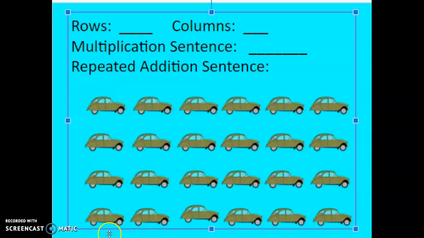I could count by my fours by doing 4, 8, 12, 16, 20, 24. I could use my repeated addition sentence and do my sixes: 6, 12, 18, 24. So there's multiple ways to get the answer, or the product, to 4 times 6 or 6 plus 6 plus 6 plus 6.